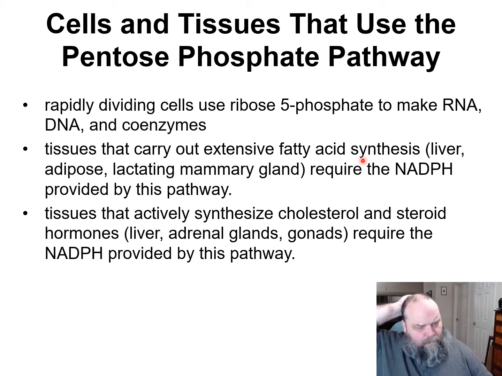We find this pentose phosphate pathway used quite often in cells that are carrying out fatty acid synthesis: liver, adipose cells, lactating mammary glands. Okay, so they're going to need lots of NADPH, and this is a great way to generate that very quickly. We also find this, like I said, in liver, but also adrenal glands and gonads for a different reason. They're busy trying to come up with long hydrocarbon chains to make cholesterol and steroids. This is how they're going to go about doing that.